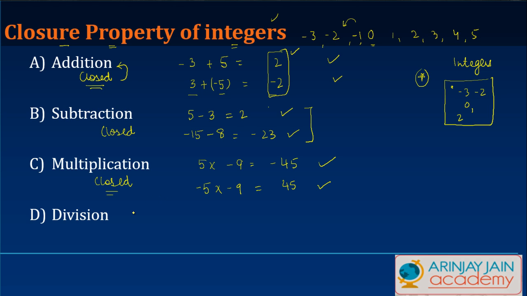How about division? So let's say I divide -3 by -6. The answer that I get is 1 by 2, okay? But is 1 by 2 an integer? Does it lie within this box? The answer to that is no, because 1 by 2 is not an integer, right? It's a fraction, which is not forming part of the stuff lying within this box. So we say that the integers are not closed under division.